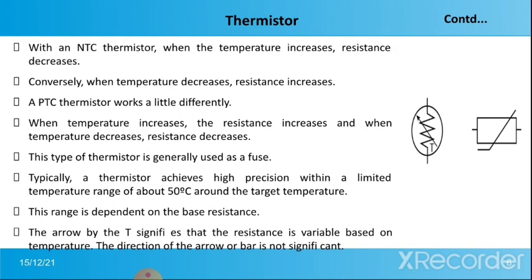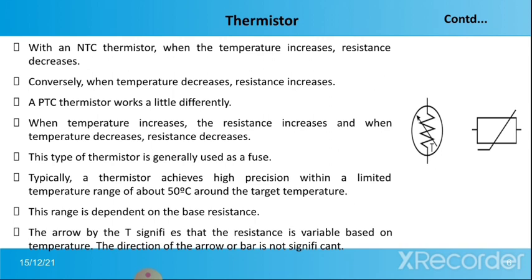With an NTC thermistor, when the temperature increases, resistance decreases. Conversely, when temperature decreases, resistance increases. A PTC thermistor works a little differently. When temperature increases, the resistance also increases, and when temperature decreases, resistance also decreases. This type of thermistor is generally used as a fuse.